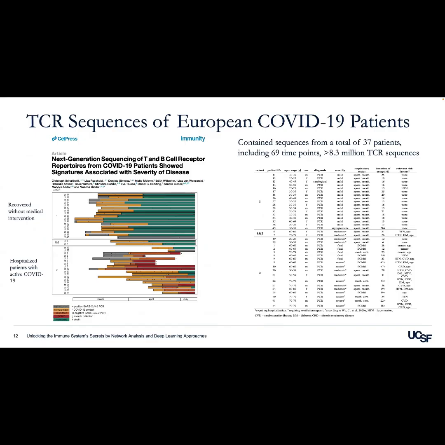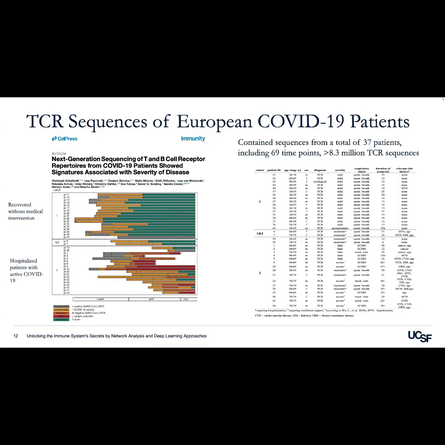Okay, so here's an example of how we applied this network analysis on a group of COVID-19 patients. This data set was from a paper published by a group of European researchers in late 2020. That was during the pandemic year. So we were able to contact the author and get the data.